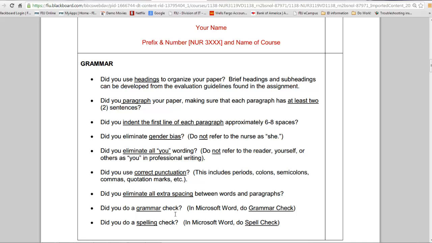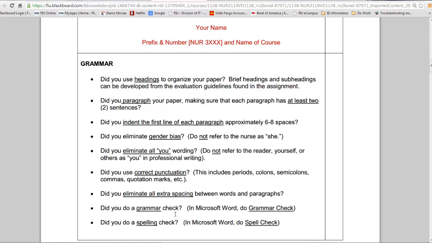And the setting should be flush to the left. Do not use justified as your setting for your paragraph. Again, this is a common error that I see committed by students.